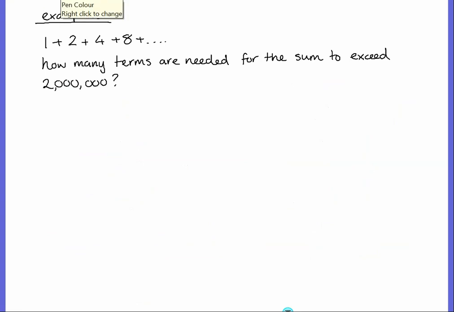So we've got 1 plus 2 plus 4 plus 8. So we can see instantly we've got a equals 1, and we've got a common ratio of 2. How many terms are needed for the sum to exceed 2 million? Okay. So let's just set it equal to 2 million rather than greater than. Just makes our life a bit easier, and we can just think about it at the end.